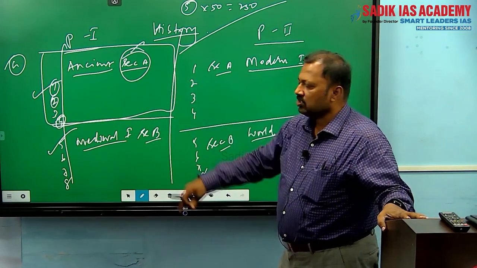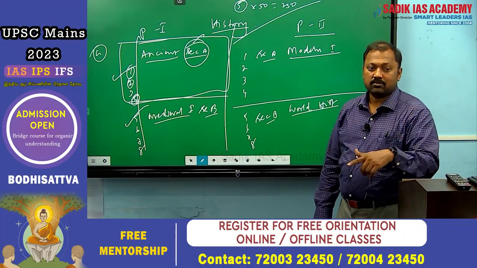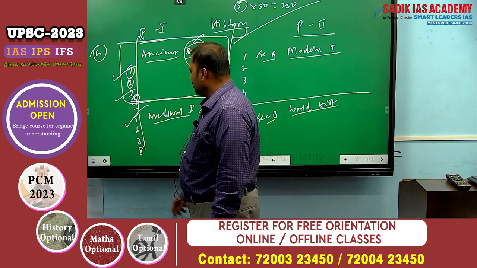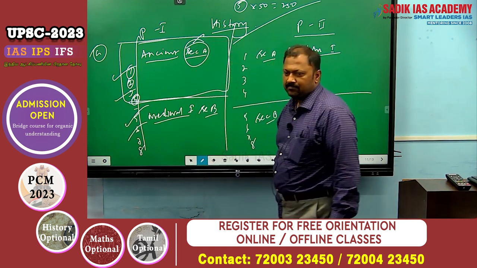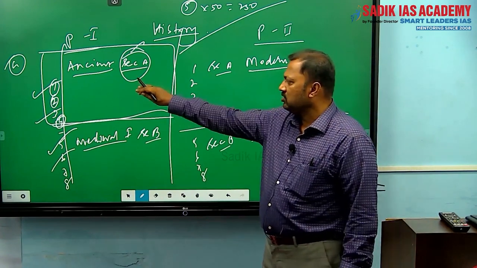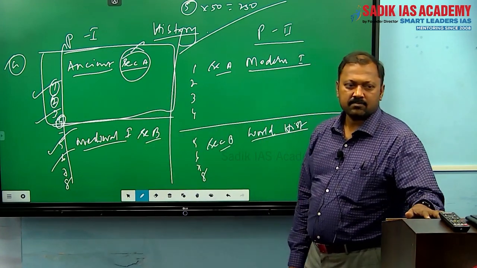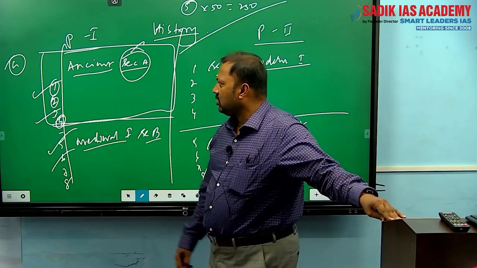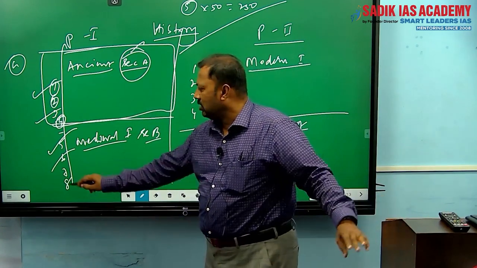Then in the other section, you have to choose minimum one more question. Let us say, any one question you can choose. Question number 3, question number 6 you can choose. Now, we have one more question to write. That one question you can choose from either ancient India or medieval India. So, let us say I am good in ancient India, I will attempt. If I am good in medieval India, I can attempt one more question.